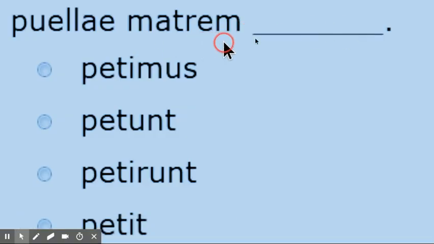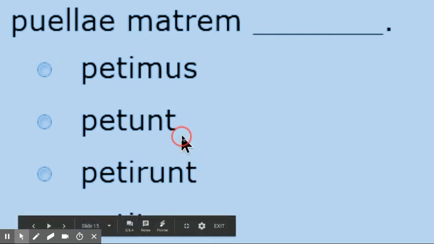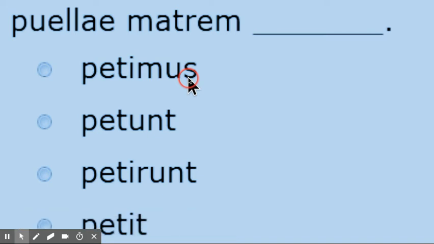Puellae matrem blank. So you need a verb. So to figure out the proper form of the verb, you look for the subject phrase. Well, matrem isn't the subject phrase, that's accusative. Puellae, probably nominative, plural. So it's a noun, so it's third person. So it can't be petimus. It's either a distinction between petit and petunt. In this case, it's petunt.